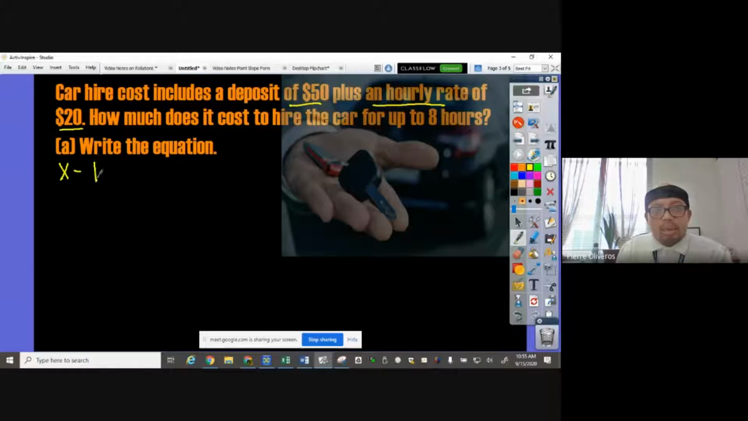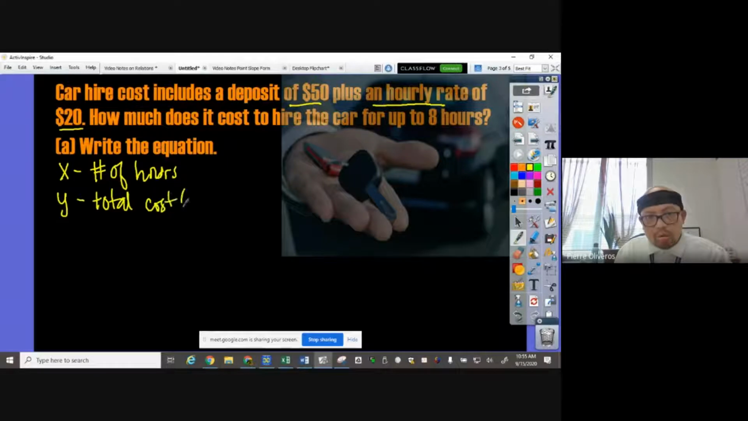Write the equation. Before we write the equation, let's define our variables. X here will be the number of hours we're going to use the car, and y will be the total cost of renting or hiring a car.